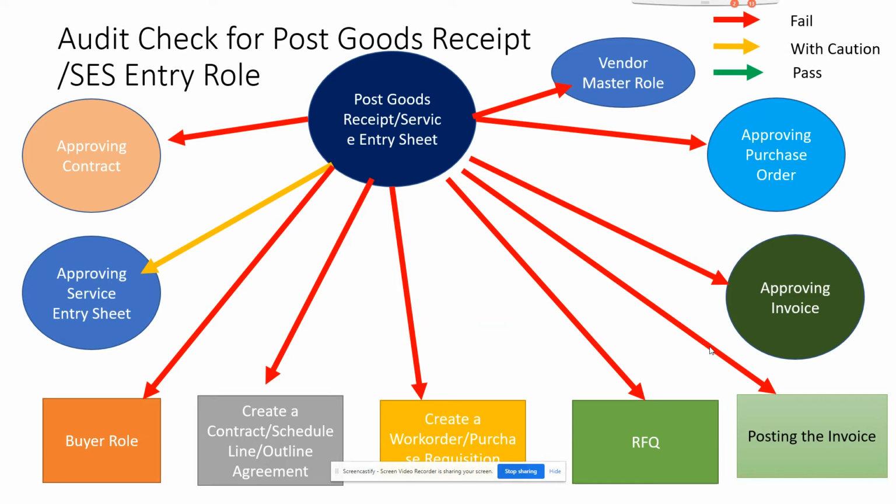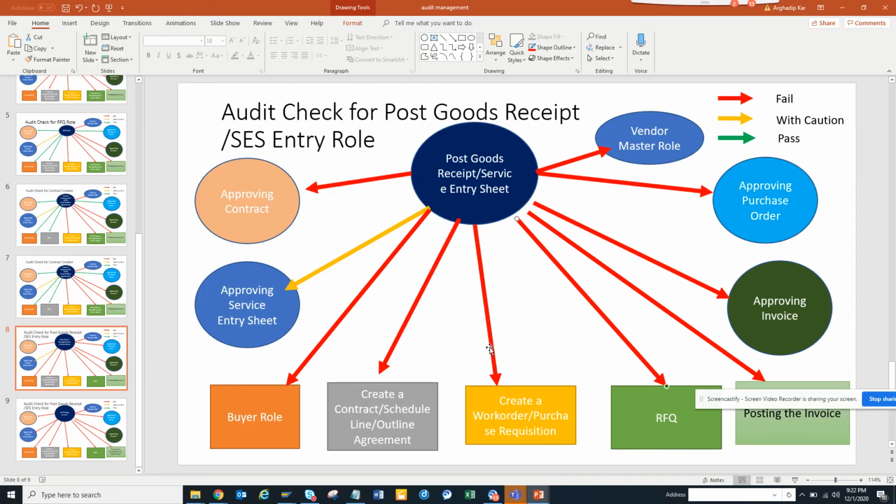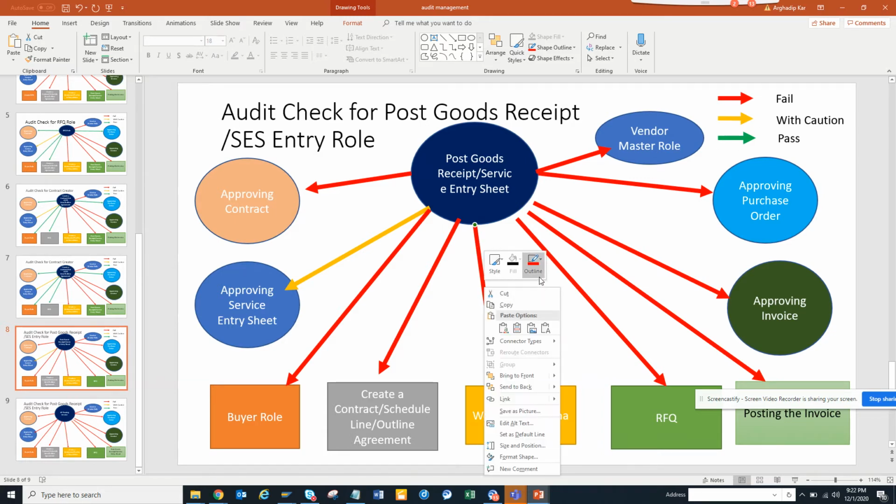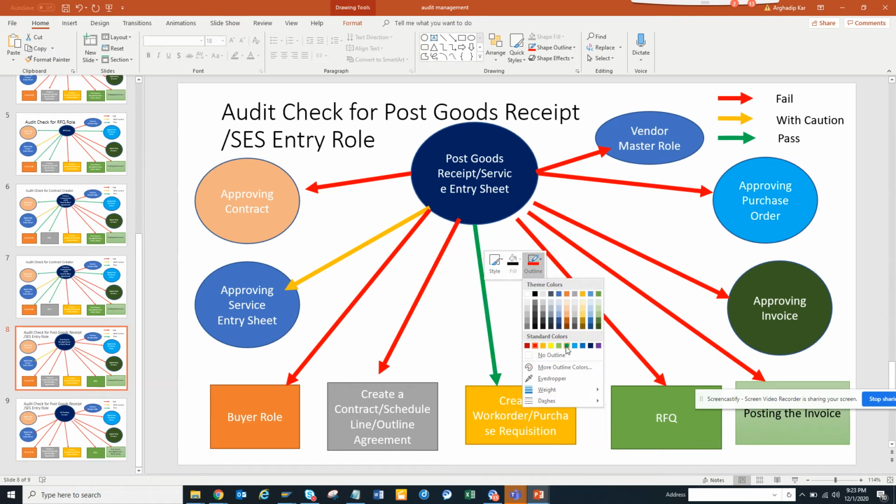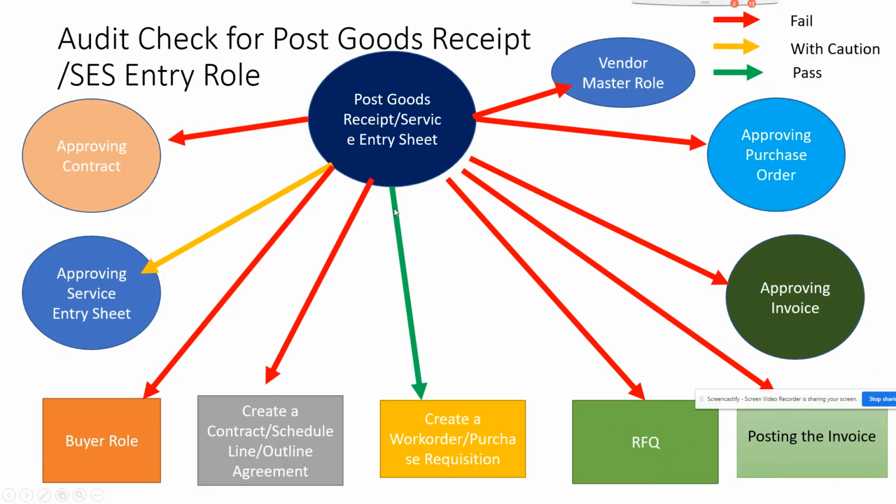So for post goods receipt, a person who is entering post goods receipt cannot do an RFQ. A person who is entering a post goods receipt, he cannot create... This can be red, or this can be green or yellow. Okay, let me correct this. This can be borderline, so I'll put it as green. Sometimes it's green, it's not red for sure. Okay, so we corrected that. This can be green.